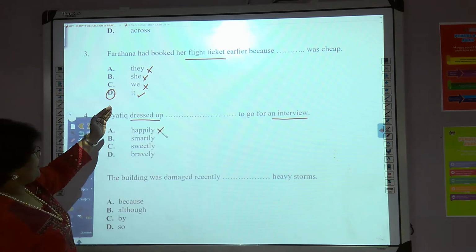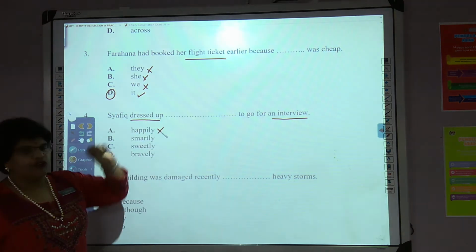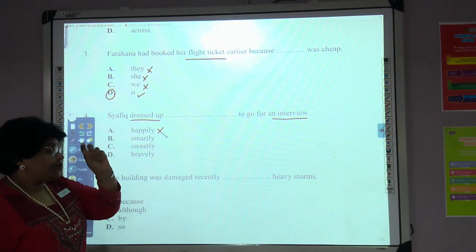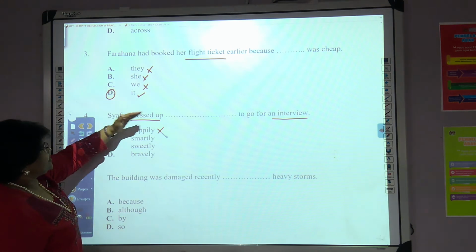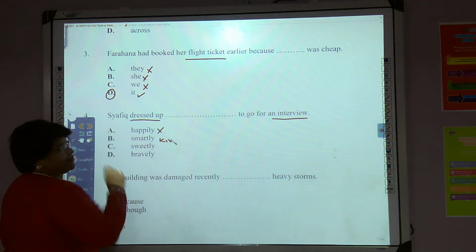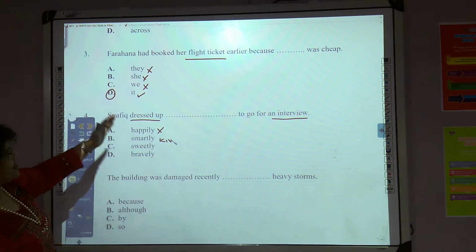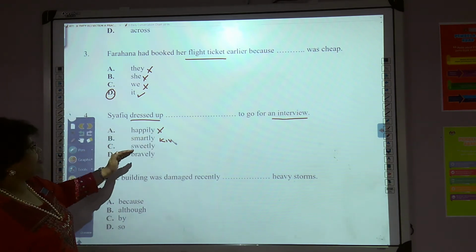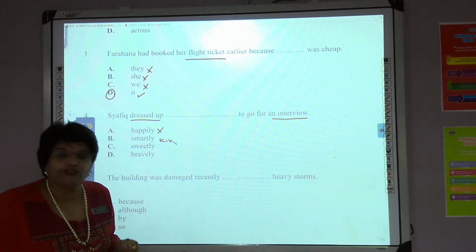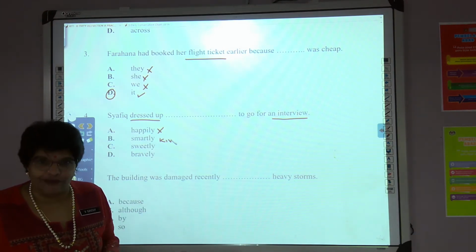Shafiq dressed up smartly to go for an interview. Do you think that's the correct answer? Let's hold on and see. If you're not sure, you just keep it in view. Shafiq dressed up sweetly to go for an interview. How do you dress up sweetly? You sing sweetly. You don't dress up sweetly.